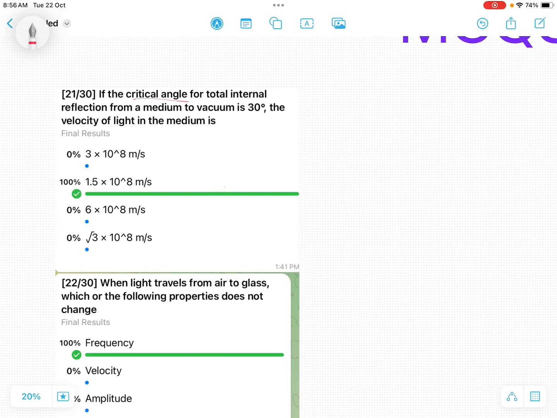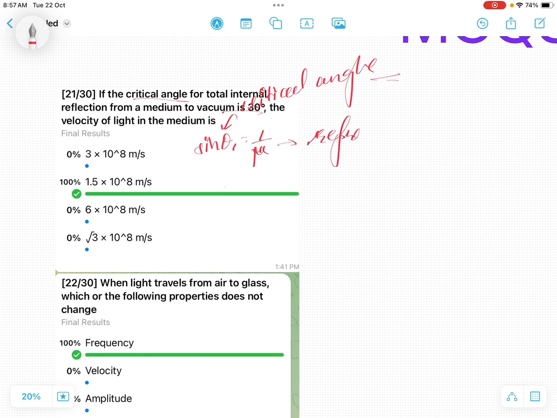If the critical angle for total internal reflection of vacuum... So how do we solve this? We know sine theta equals 1 upon mu, where theta is the critical angle and mu is the refractive index.